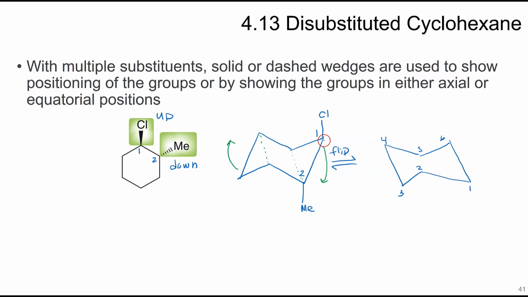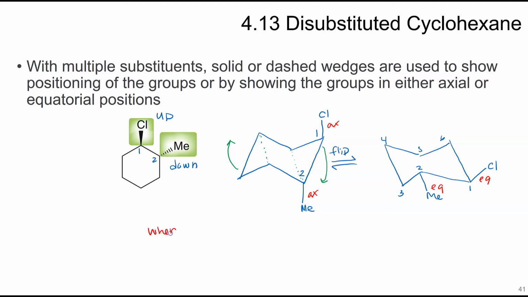Carbon 1, my chlorine was up. The direction of the chlorine stays the same in the flipped version. But because this corner is now pointing down, that's going to be axial down, so this becomes equatorial up. And the methyl group that was down before is still down, and it's going to become equatorial. So this is axial, axial, equatorial, equatorial.